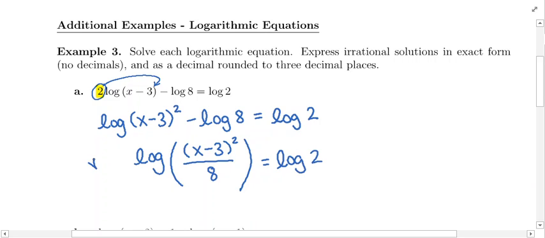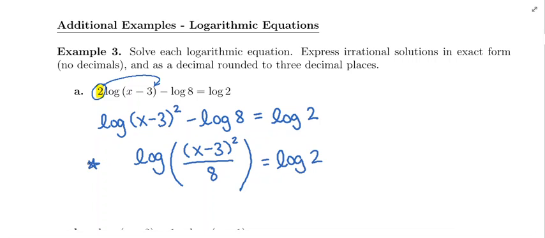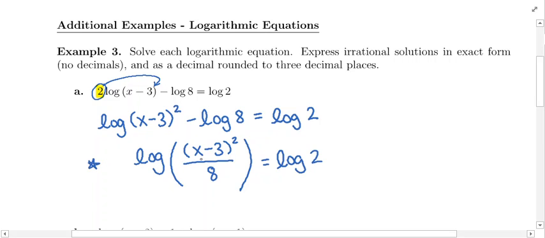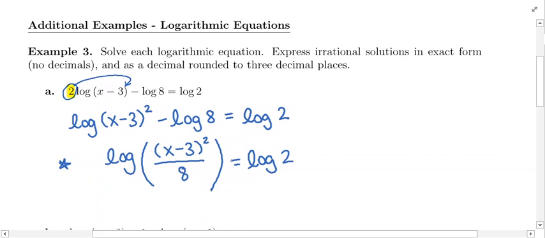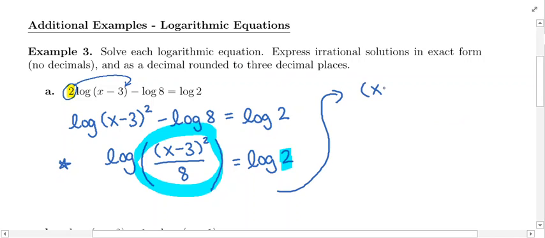In this step, we have reached a point where we have a single logarithm on the left side, a single logarithm on the right side, and they're both base 10. The only way we can have one log equal to another log is if the quantities we're taking the logarithm of are the same. So we need to equate this quantity with 2. In the next step, we write that x minus 3 all squared over 8 has to be equal to 2. This is what we need to solve for x.